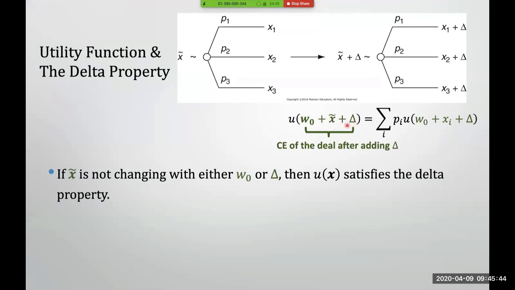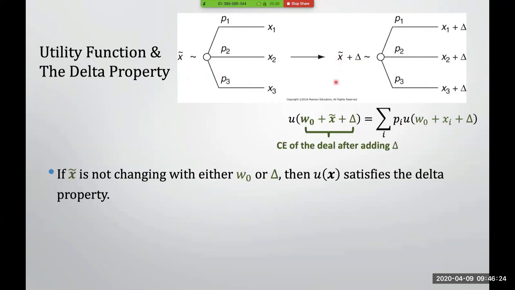Okay, think about this. You can put delta equal to 0. Then U of W0 plus x tilde is equal to the sum of pi times U of W0 plus xi. That corresponds to this relationship, right? That gives you the x tilde of this relationship. Then adding delta, that gives you the x tilde of this relationship. Then if the x tilde from this one is not changing with the x tilde in this one, then we do have the delta property, right? If what is over here is changing after we add the delta values, then we don't have a Delta person.